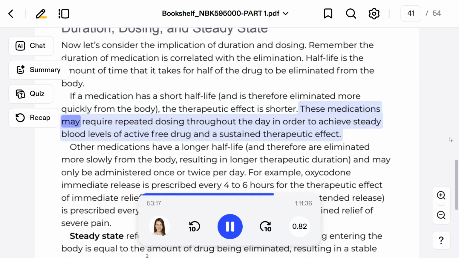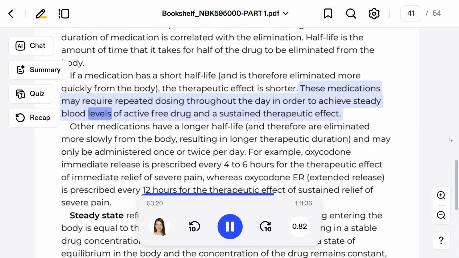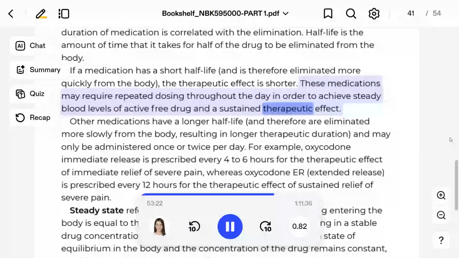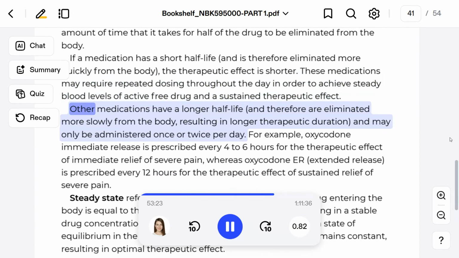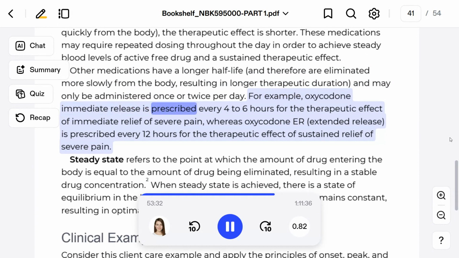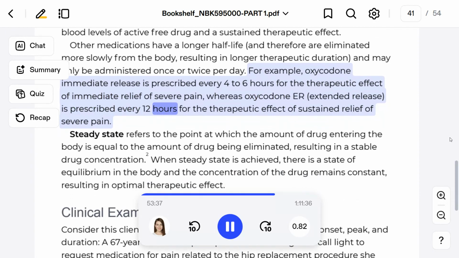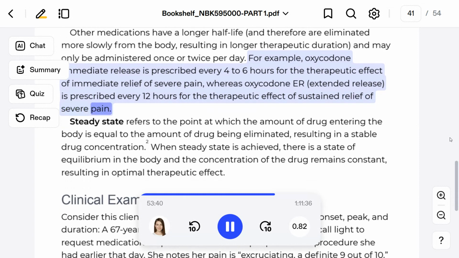These medications may require repeated dosing throughout the day in order to achieve steady blood levels of active free drug and a sustained therapeutic effect. Other medications have a longer half-life and may only be administered once or twice per day. For example, oxycodone immediate release is prescribed every 4 to 6 hours for the therapeutic effect of immediate relief of severe pain, whereas oxycodone ER is prescribed every 12 hours for the therapeutic effect of sustained relief of severe pain.